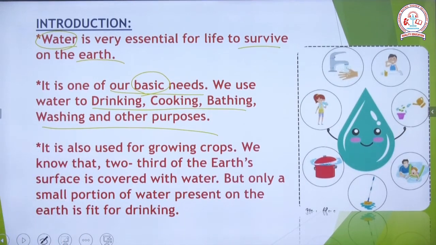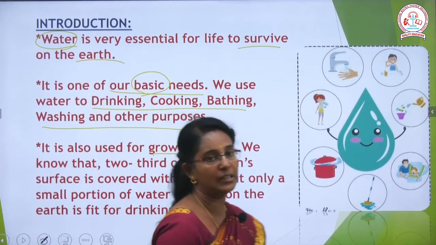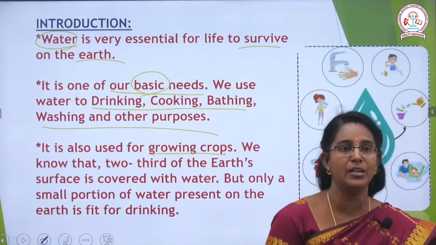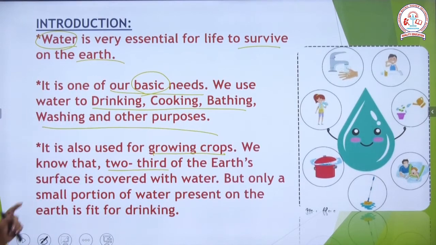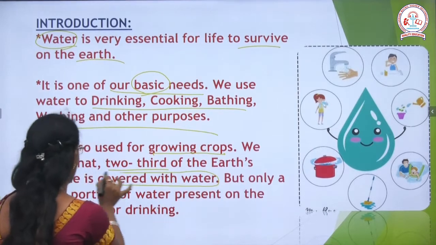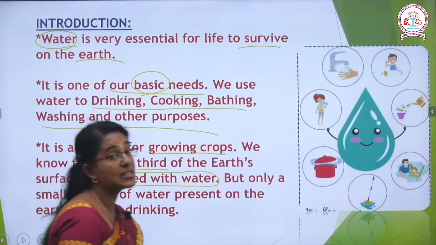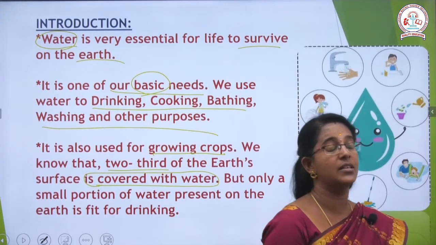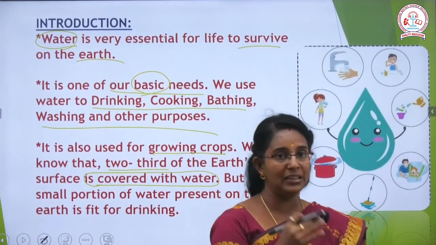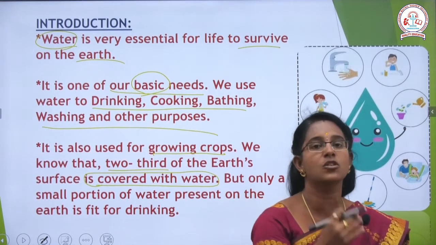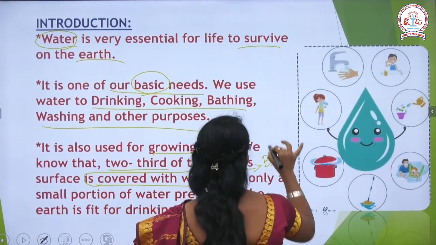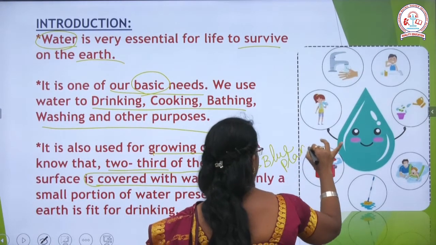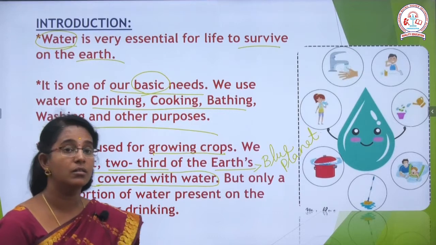Next, it is also used for growing crops. Not only for cooking, drinking and bathing, but for growing plants also the water is very important. Next, we know that two-thirds of the earth's surface is covered with water. On the earth, one part is land and the other three parts are filled with water. That is why the earth is called a blue planet, because it contains water.